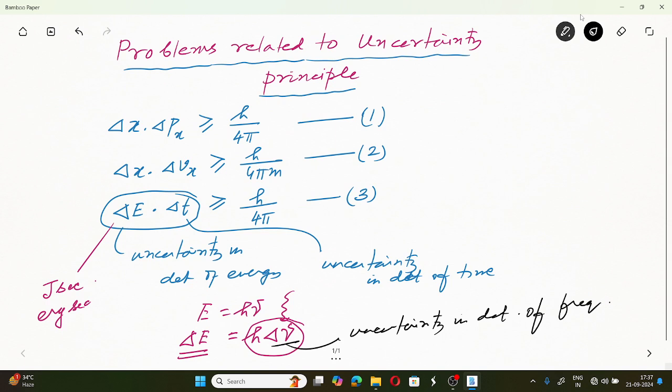Okay, so using these three forms of uncertainty principle, we will discuss a few problems. So first of all, going to the next page. Problem 1.